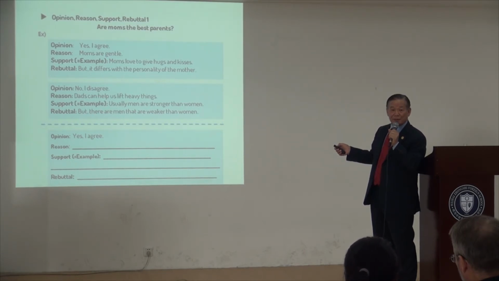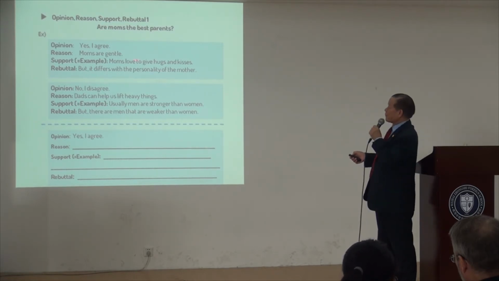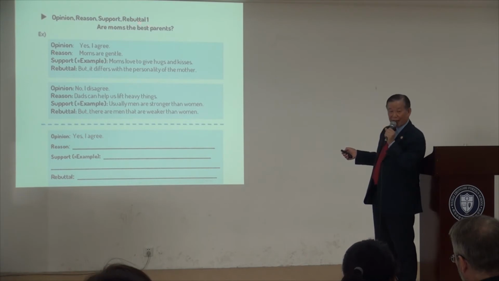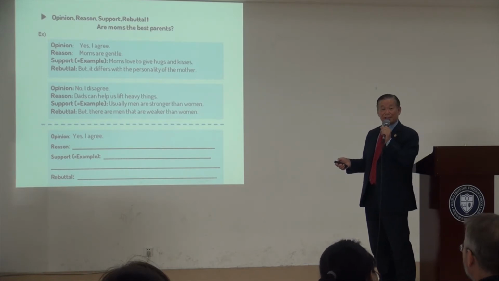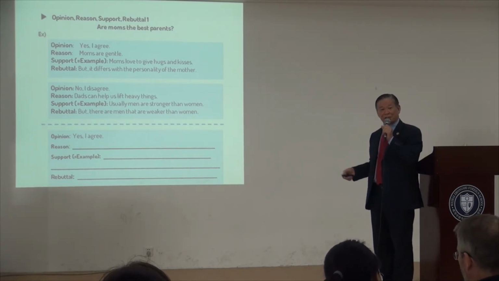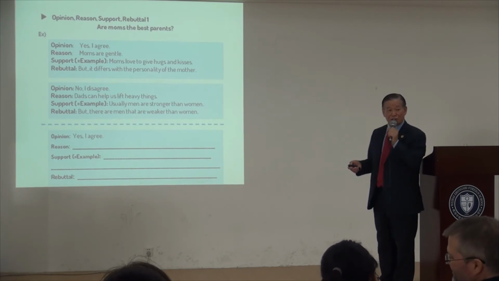First, example. Second, explanation. Third, expert opinion. Fourth, statistic. Okay? And rebuttal. Rebuttal means attack the opposite side. If we are affirmative teams in debating, you have to attack the other teams with a strong reason and evidence.